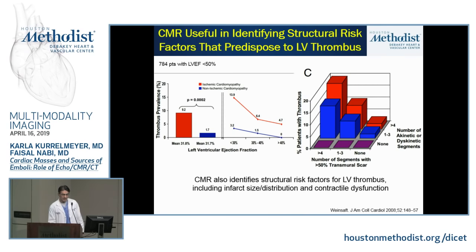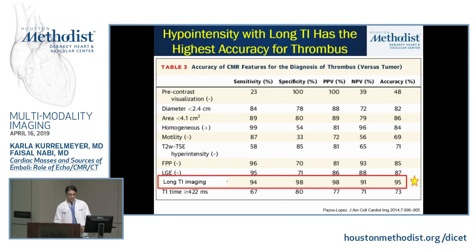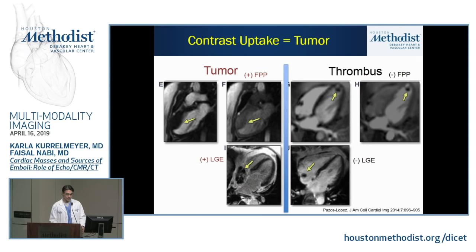How else can CMR be helpful? Just like echo, as your ejection fraction falls, the predisposition to a thrombus is higher. Similarly, the greater the number of akinetic or dyskinetic segments. So it can really help you look for the structural defect that you need to have thrombus. This was one study that looked at a bunch of CMR sequences and compared them for their ability to detect thrombus. And again, the sequence that is our thrombus probe is our long TI imaging, here having an accuracy in this study of 95%.